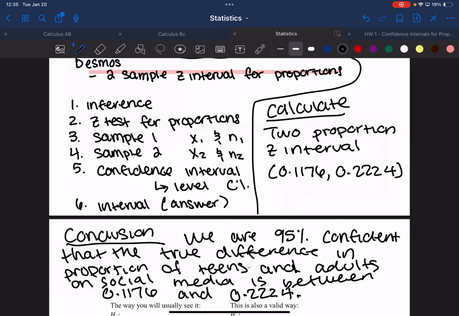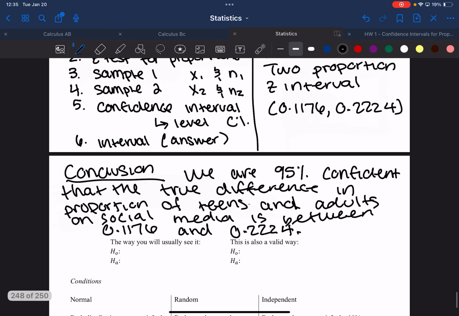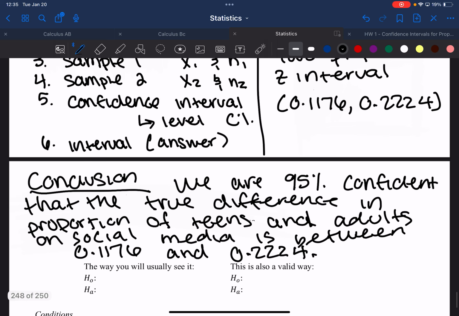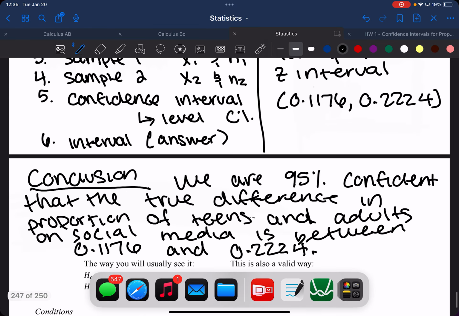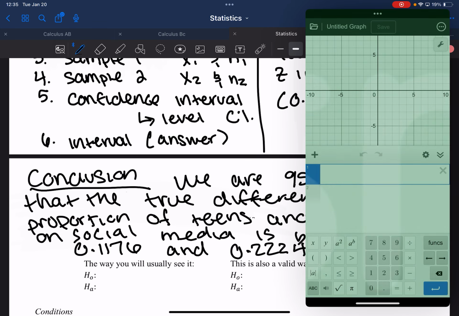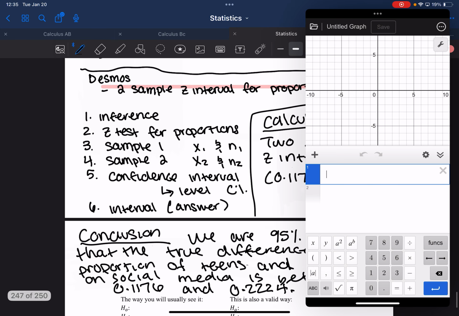How we would solve this would be following those steps that I wrote above. Okay. You'll notice that the steps are exactly the same. The only difference is that instead of a 1 sample, we're using what? A 2 sample. That's the only difference. Okay. So to show you that on Desmos, it is us following these steps here.